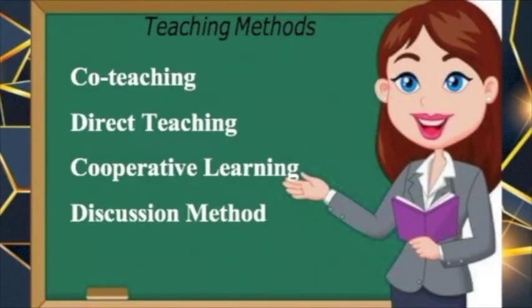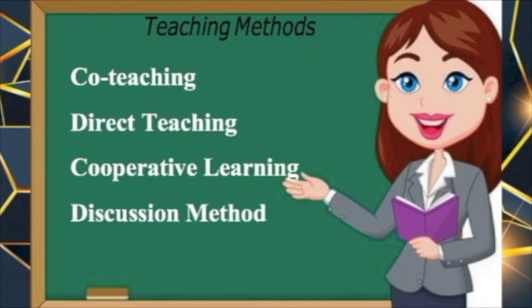As educators, various teaching methods can be employed to help students with visual impairment. These include cooperative learning, direct teaching, co-teaching, and discussion method. 2018 discussed teaching methods that can be used with students with visual impairment, and these include cooperative learning. This is placing students in small groups to discover new concepts together and assist each other's learning.